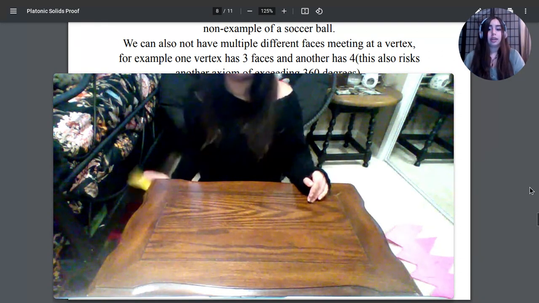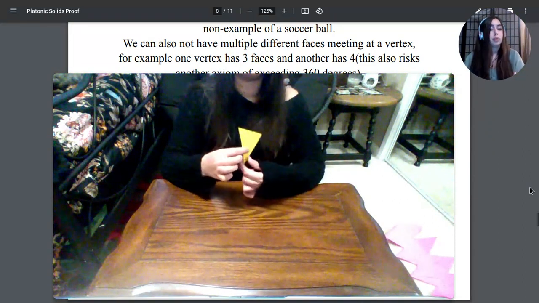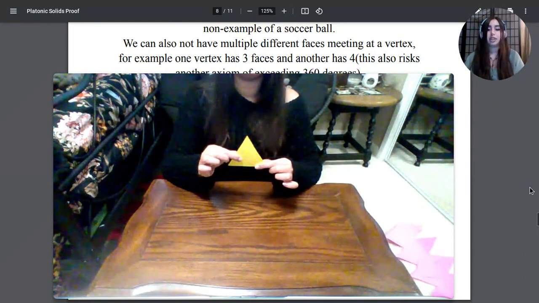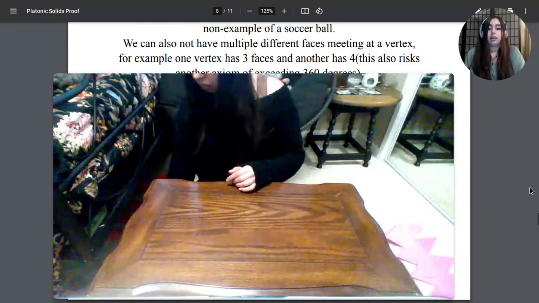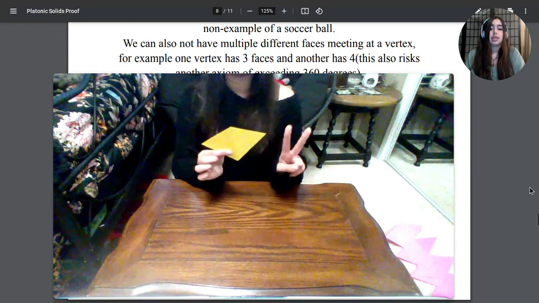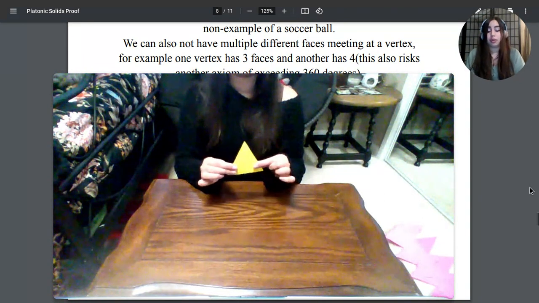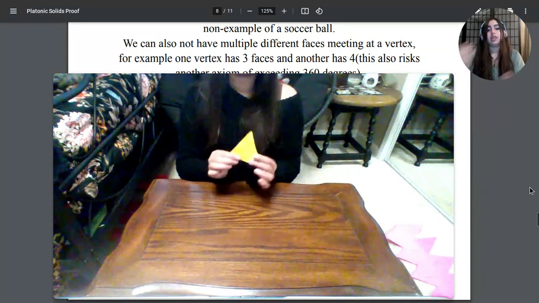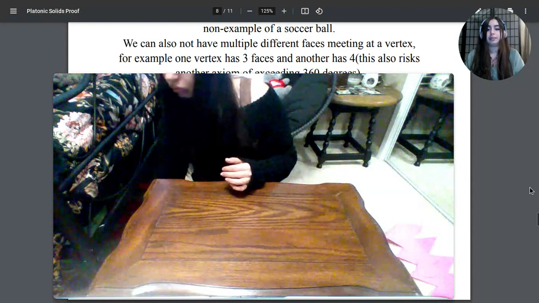So starting out, we have just a regular solid triangle. Obviously, we can't work with one triangle because it's just going to become a flat plane. And then next, we have a 2-sided triangle, and then when you fold it at its edge, it's just going to become another singular triangle, and that's not going to work either.